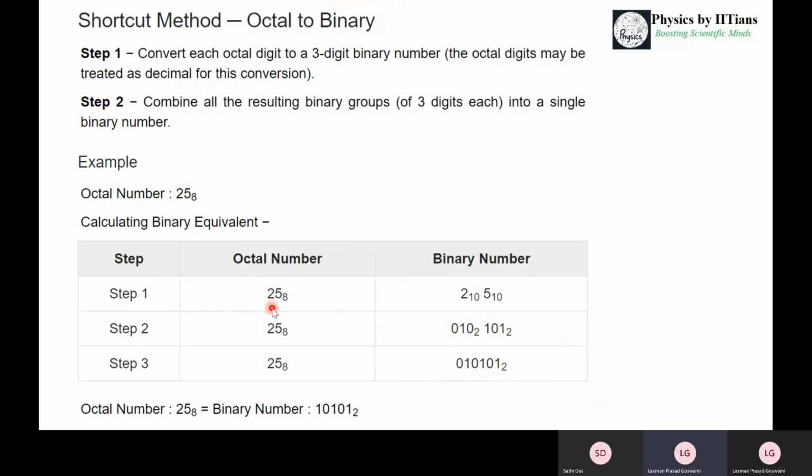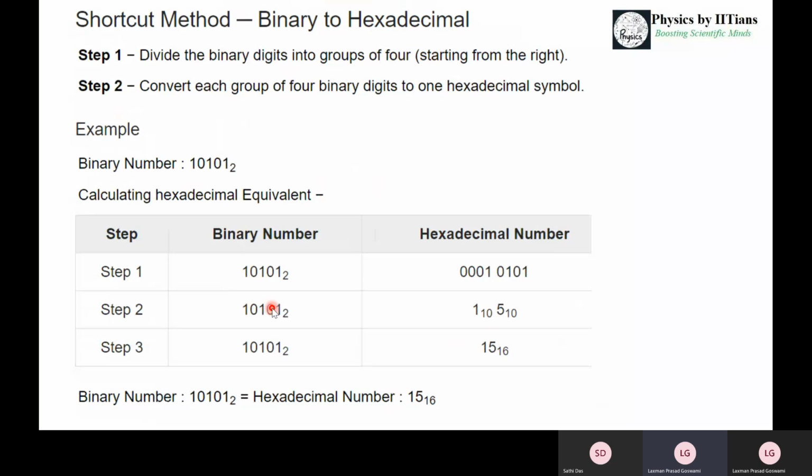So the octal to binary or binary to octal conversion requires the segregation of digits into 3 bits each, and the decimal equivalent of each 3 bits will give us the octal number system. The same is the trick to convert a binary number into the hexadecimal number system.